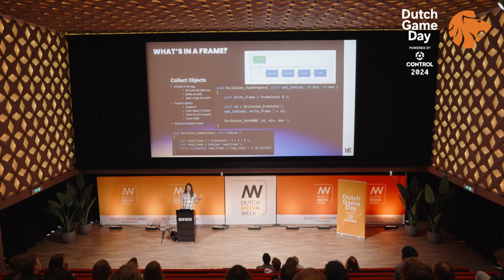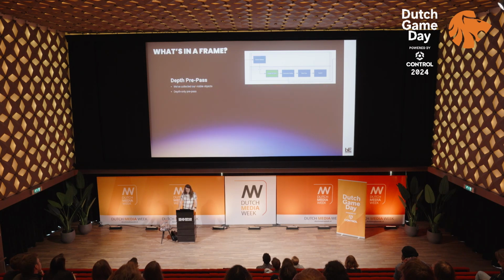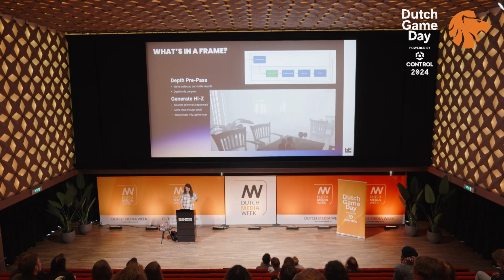And if this returns false, we simply do not render it. After we've collected all of our visible objects, we can render them, assured that we have minimized the number of objects that we actually need to draw. The depth-only prepass is very straightforward. It draws all the visible objects and generates a depth buffer, which will look something like this.